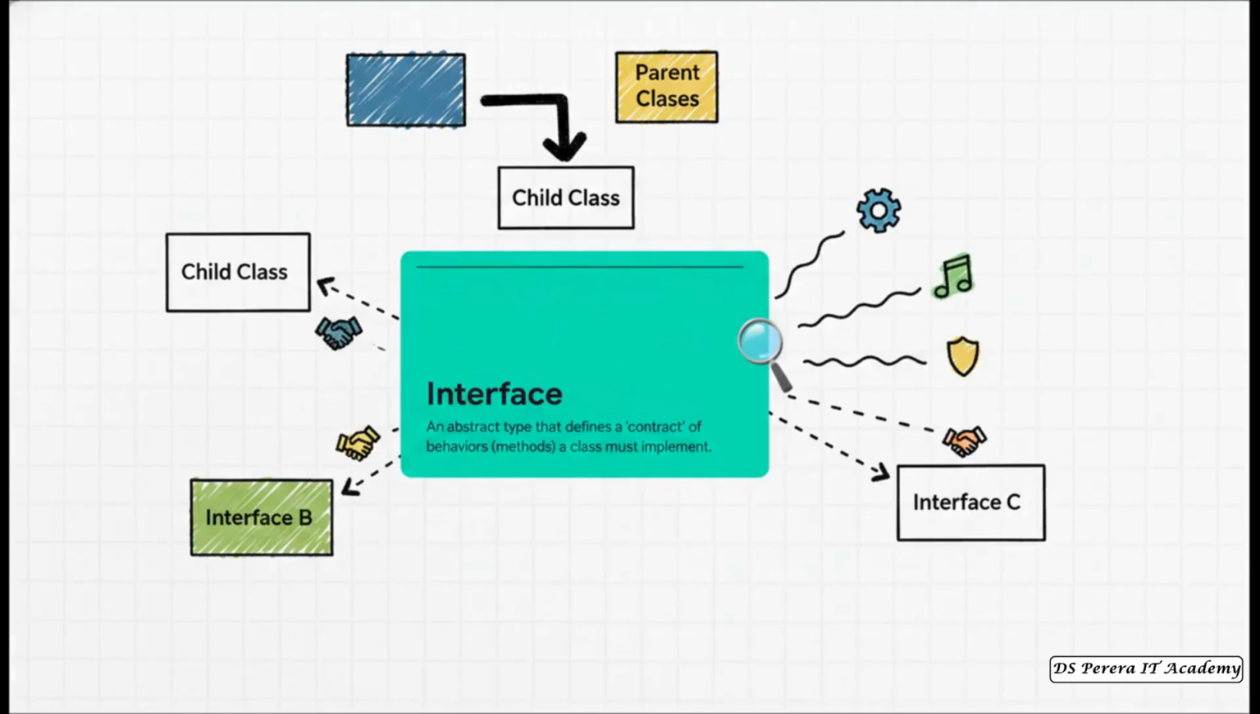So let's put a formal definition on that. An interface is essentially a contract of behaviors. When a class implements an interface, it's making a promise that it will provide the code for all the methods defined in that interface. This is incredibly powerful because remember, a class can only extend one parent class, but it can implement many interfaces. It's like gaining multiple different skill sets.